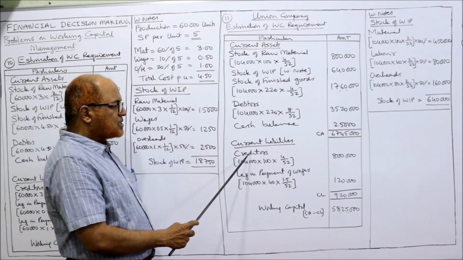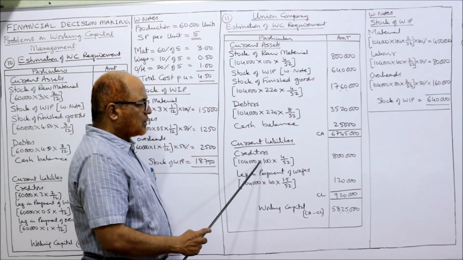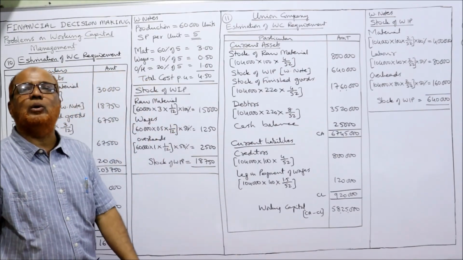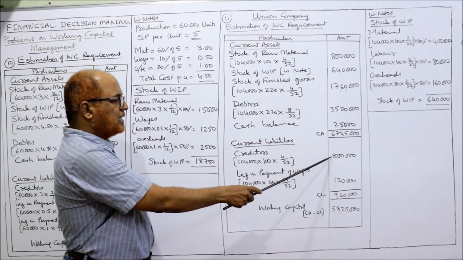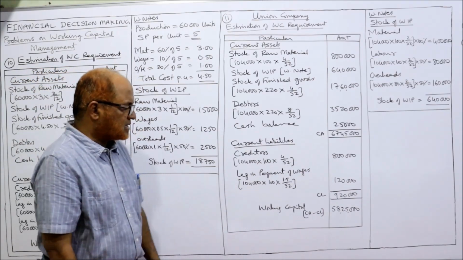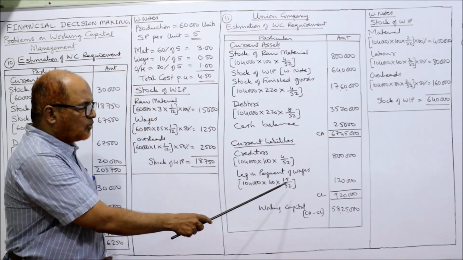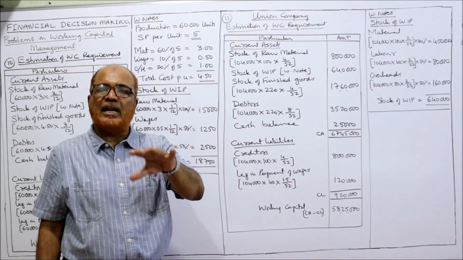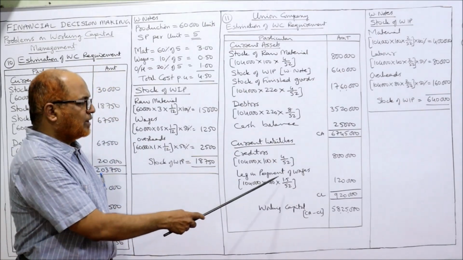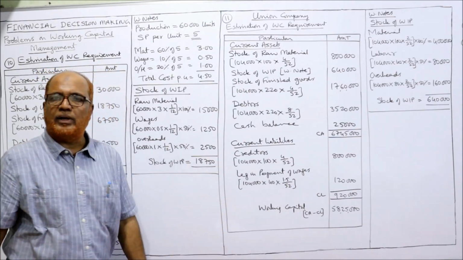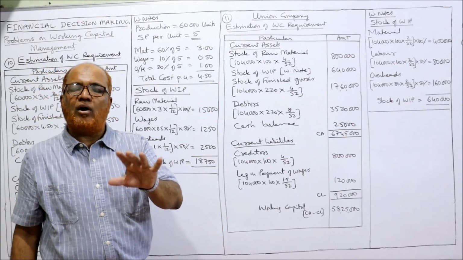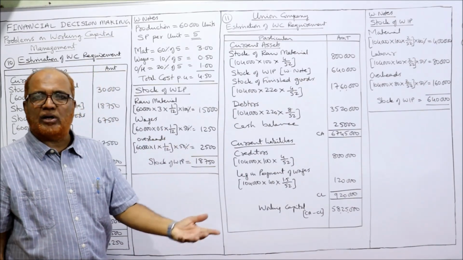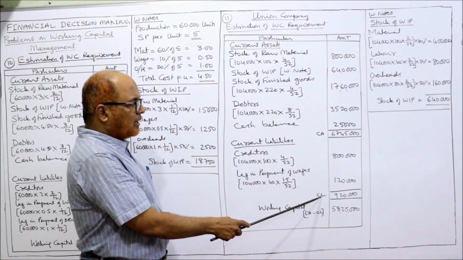Now current liability consists of creditors: 1,04,000, 100 rupees is the material cost per unit, into 4 by 52, 8 lakh. Lag in payment of wages: 1,04,000 into 40 into 1.5 by 52. It is given in the problem as 1.5 weeks. So 1.5 by 52, 9,20,000. We don't have any lag of payment in overheads. It is not given. Only wages. So current liability we got.